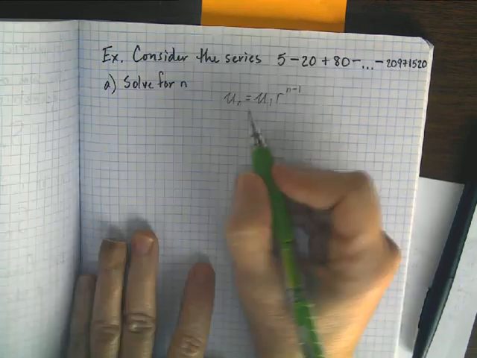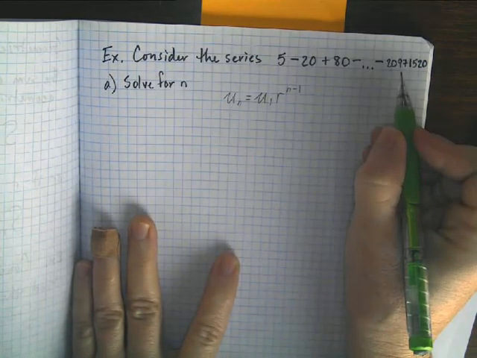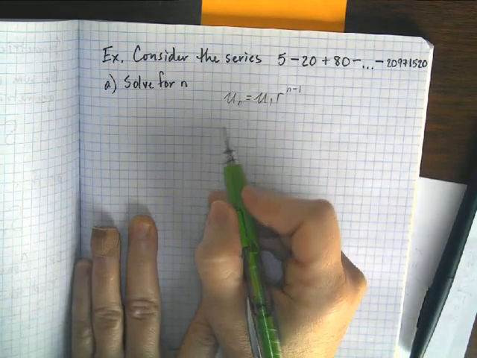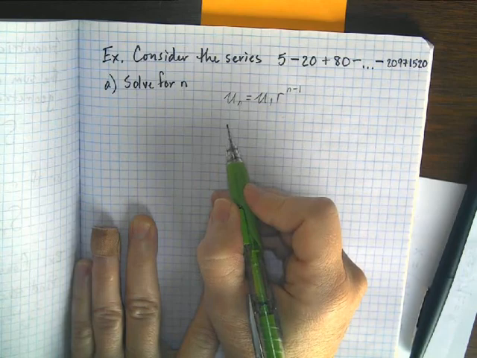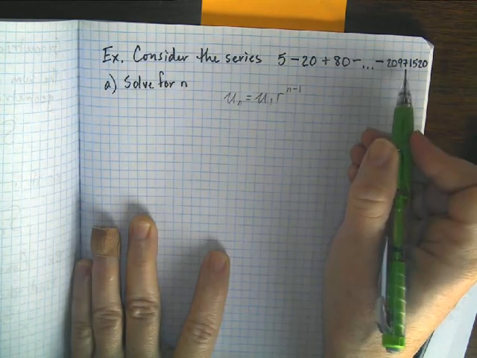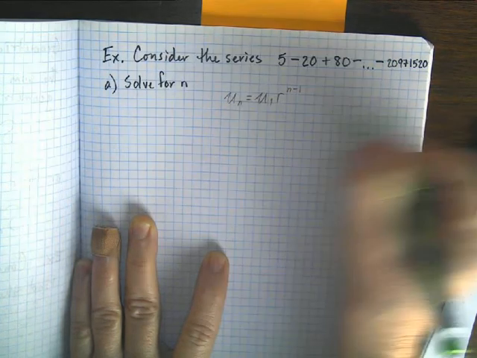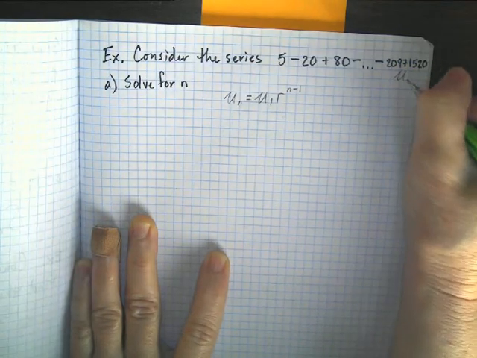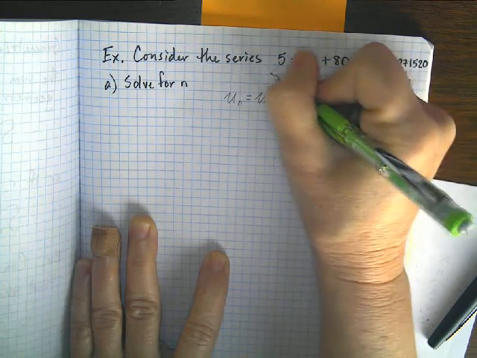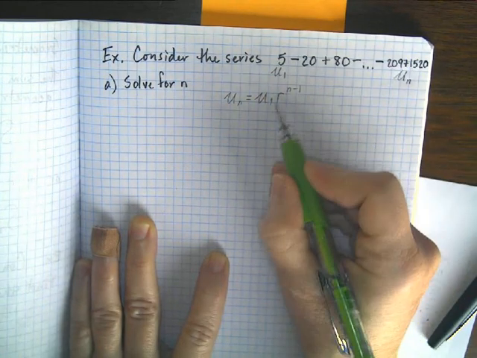So u sub n, that would be this one. Actually, you know what? Yeah, we need to use that one. All right, so our u sub n is going to be here. That's our u sub n. Our u sub 1, of course, is the 5. So what do we need to find? We need to find the common ratio.